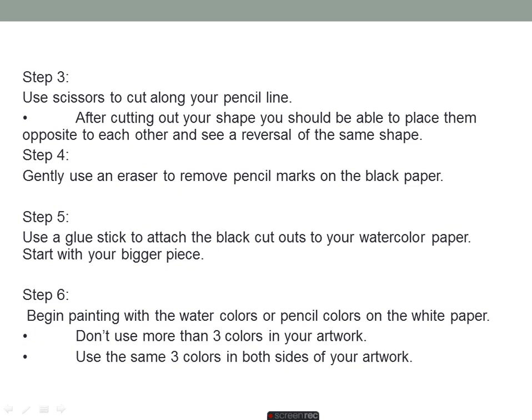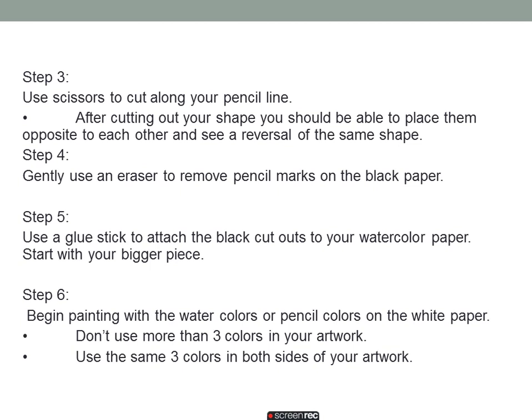Step 3, use the scissors to cut along your pencil line. After cutting out your shape, you should be able to place the pieces opposite to each other and see a reversal of the same shape. So you will cut the half of the shape that you have drawn, and then put it aside, like making a mirror image of it. Step 4, gently use an eraser to remove pencil marks on the black paper. Step 5, use a glue stick to attach the black cutouts to your white watercolor paper, and you have to start with your bigger piece.